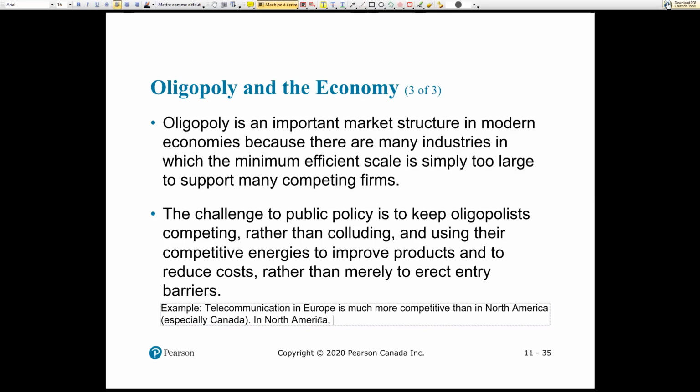So in North America, what happens? Oftentimes what you find is that distributors divide territories and do not compete against each other.